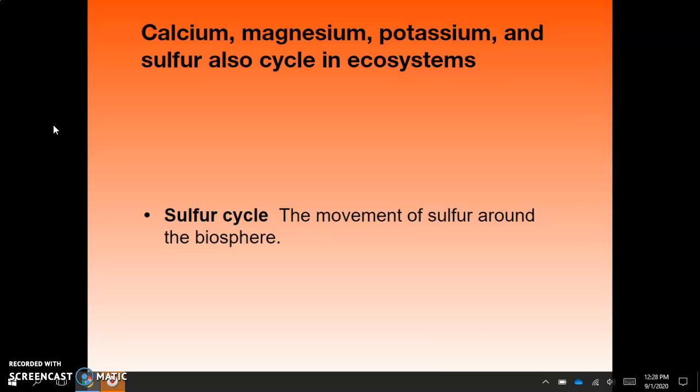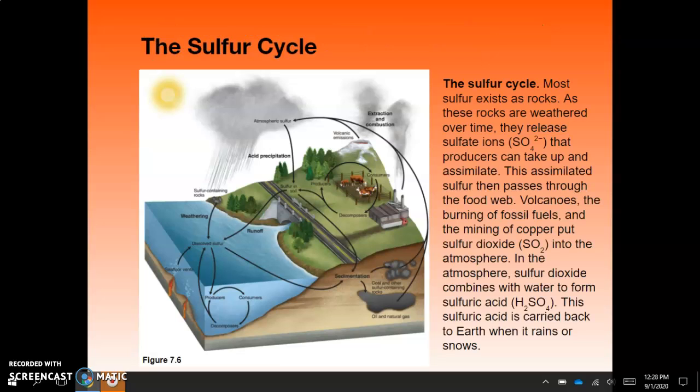Calcium, magnesium, potassium, and sulfur also cycle in ecosystems. And the sulfur cycle is the movement of sulfur around the biosphere. The sulfur cycle is the very last one we're talking about. Most sulfur exists as rocks. And as these rocks are weathered, kind of like in the phosphorus cycle, they release sulfate ions. Then the producers are able to take up sulfate ions and assimilate those, similar to the nitrogen cycle. The assimilated sulfur will then pass through the food web.